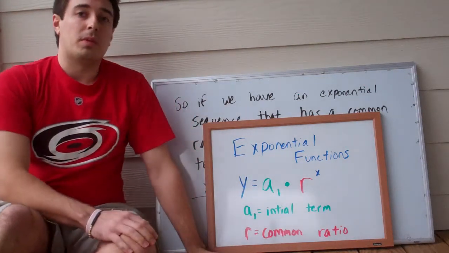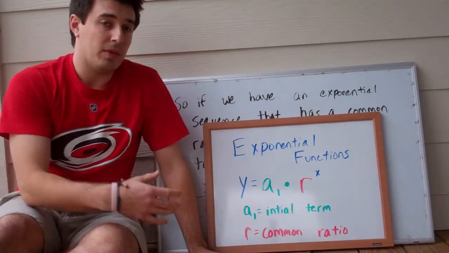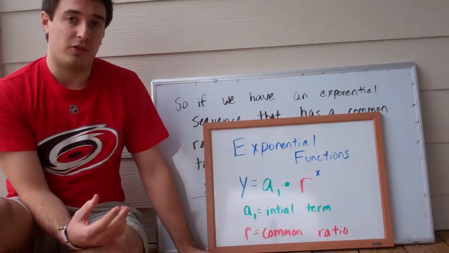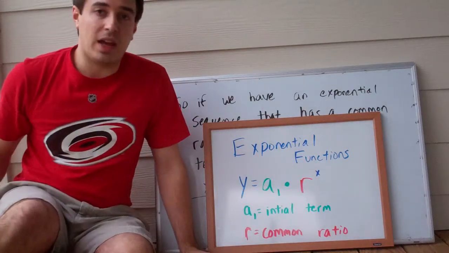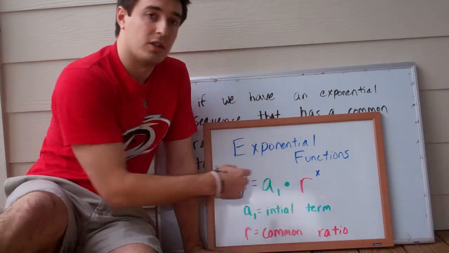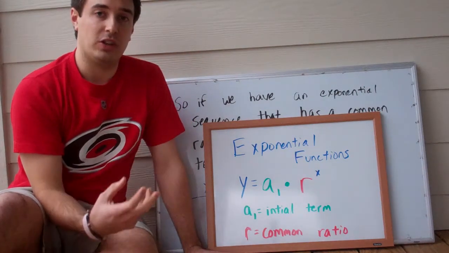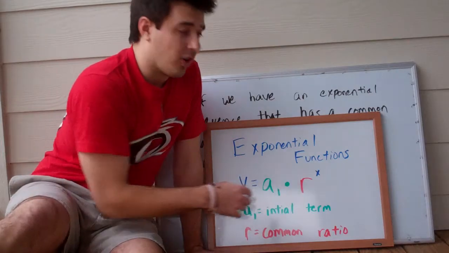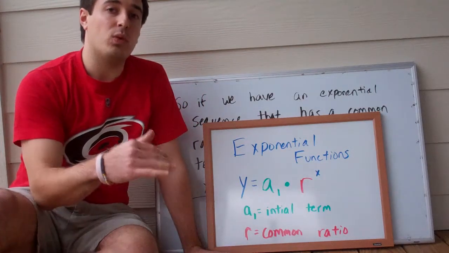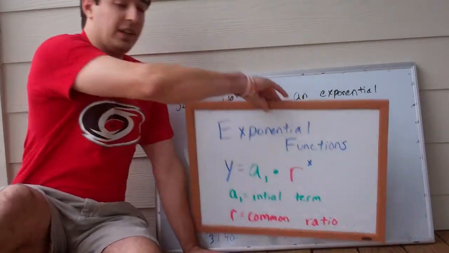So our formula, remember, for our linear function was y equals mx plus b, where m is our slope and b is our y-intercept. So this time we don't have m or b, but instead we have a1 and r. A1, remember, represents our initial term, the first term in our sequence. R represents our common ratio, the rate at which our exponential function is growing. So let's take a look at an example right here.